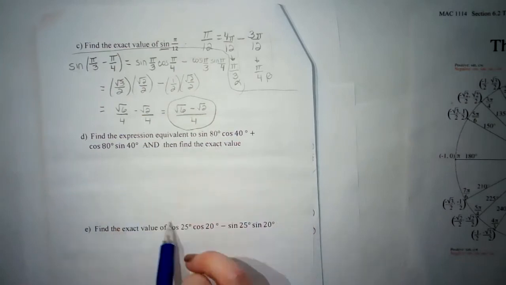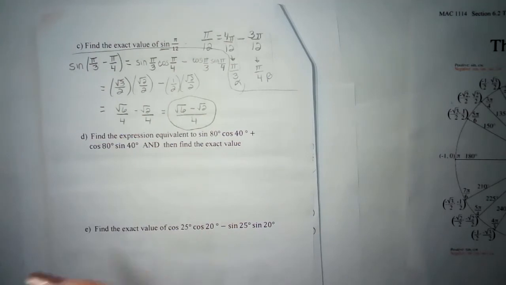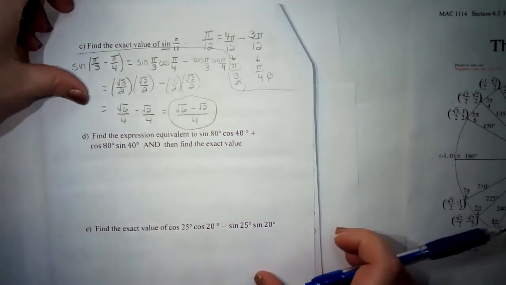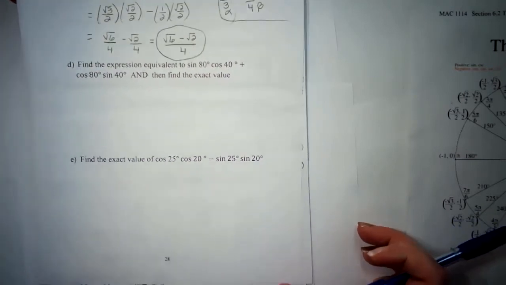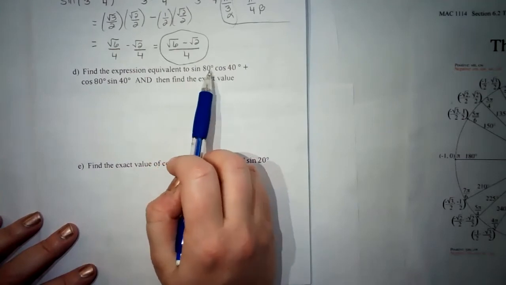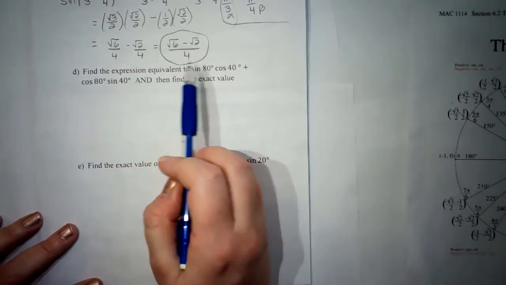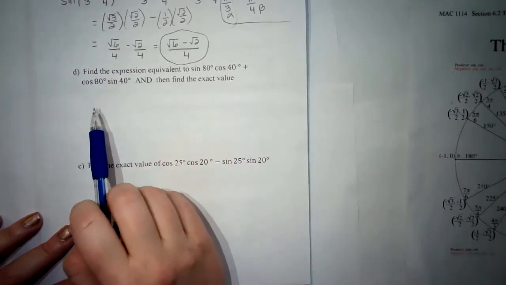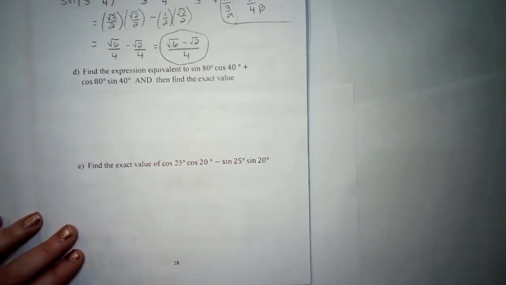What if they give you the right side and they want you to go back the other direction? Okay, well, we can do that. That's not bad. Let's look at that. So this one says, find the expression equivalent to sine 80 cosine 40 plus cosine 80 sine 40. Then find the exact value.